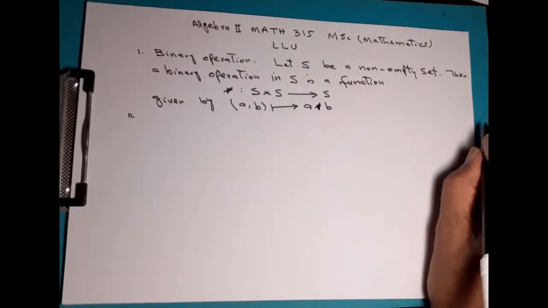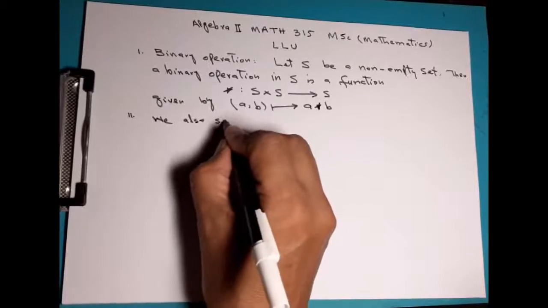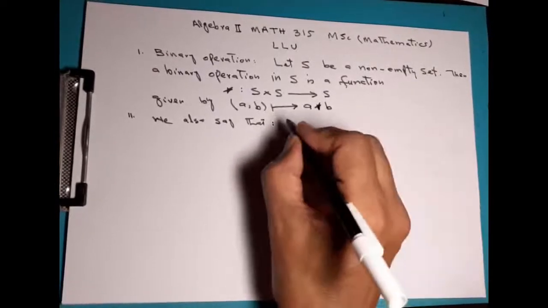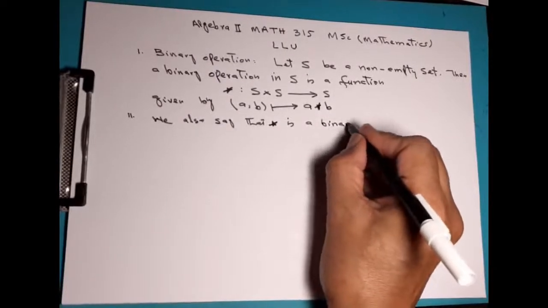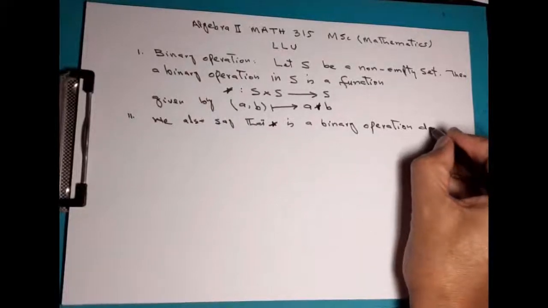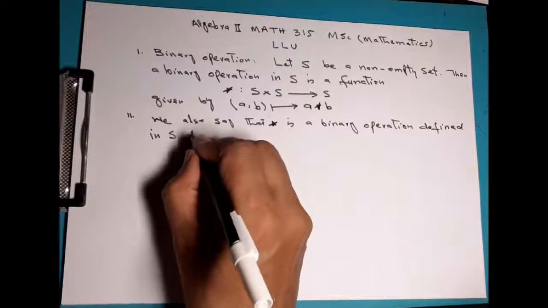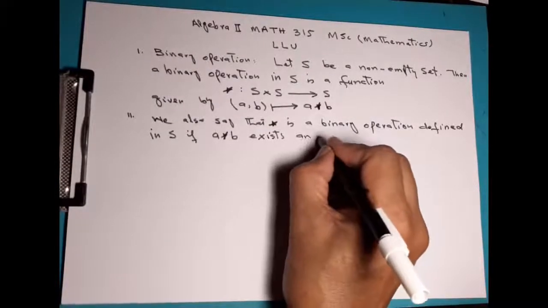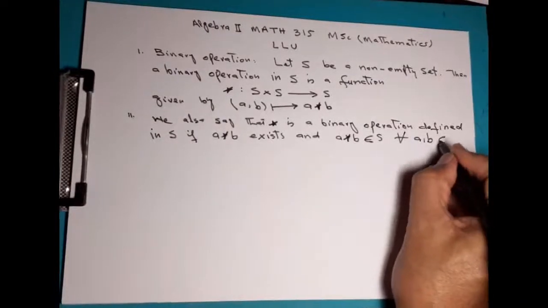So let's take another note. So we also say that star is a binary operation defined in S. Condition is if A star B exists and A star B belongs to S. This is for all A, B belonging to S.